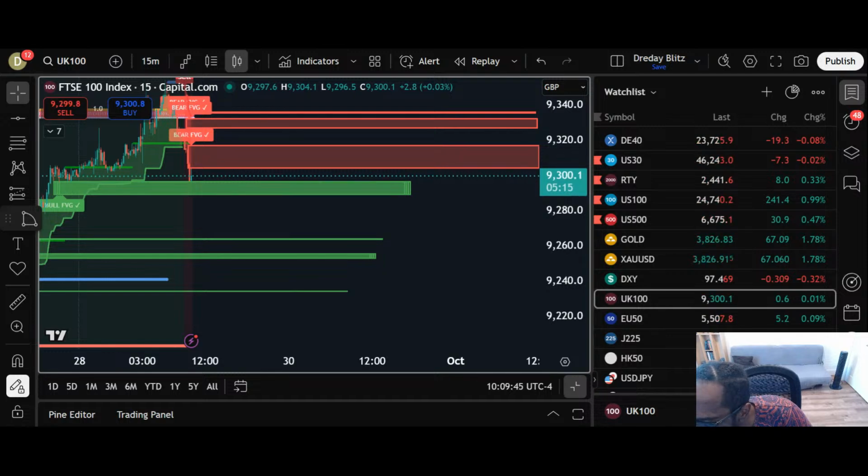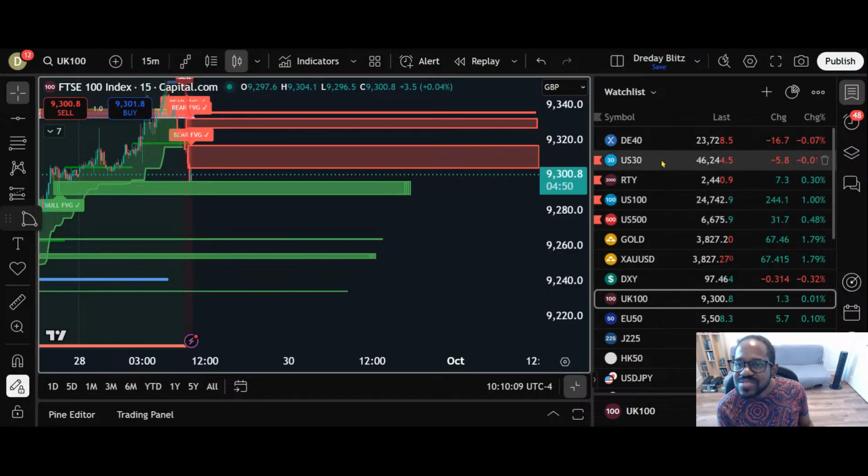Please check US30 in case of pullback or sell setup today. The 4-hour candle closed bearish, so probably continuation to the downside. So US30.